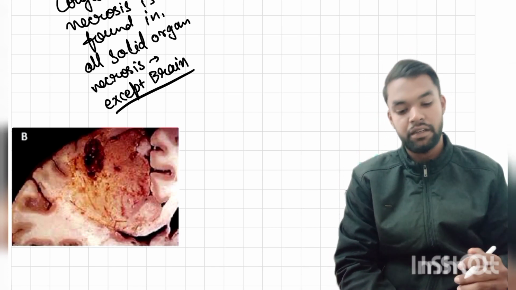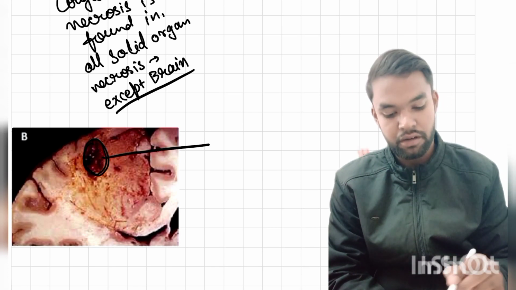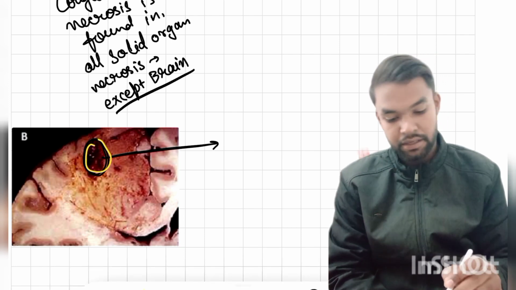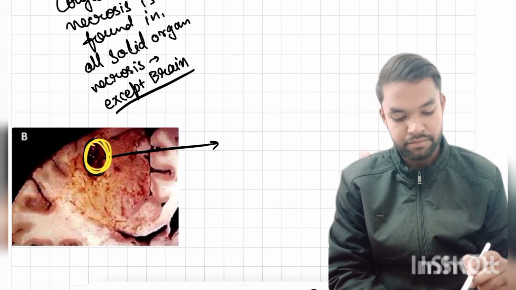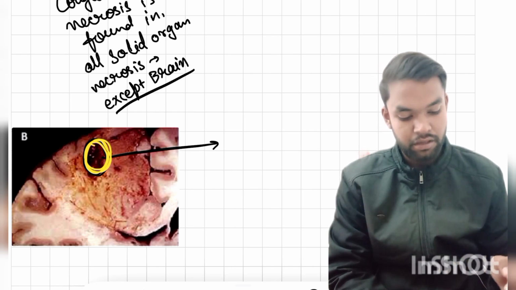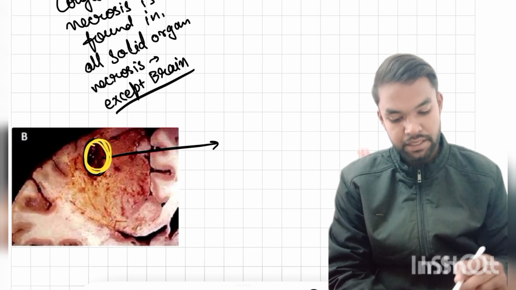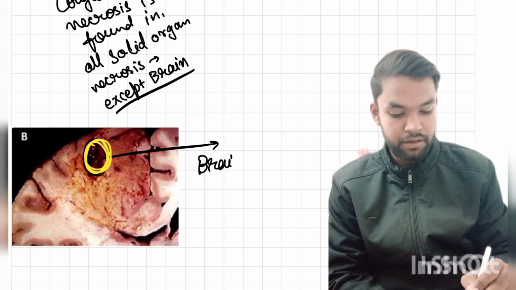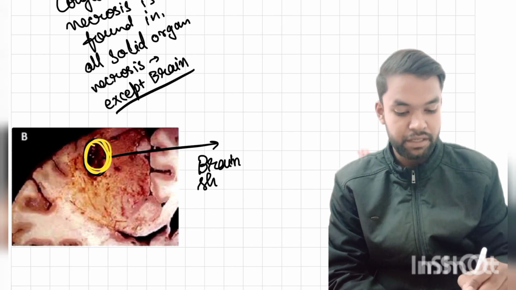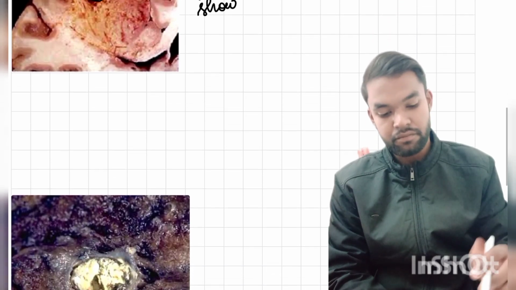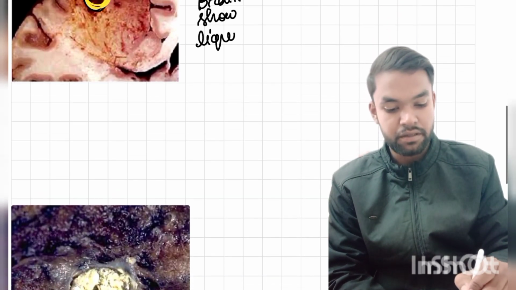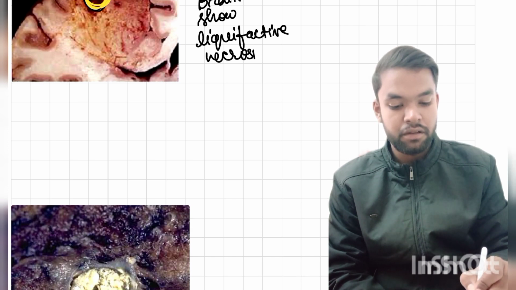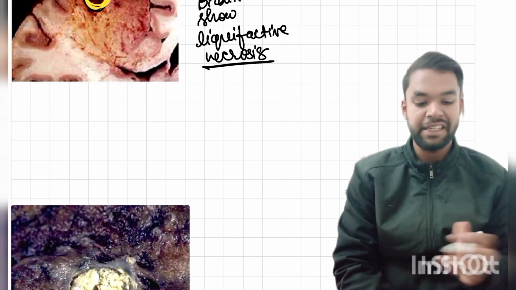Let's move further ahead. That is our diagram of liquefactive necrosis in our brain. What I have said about it, this is our liquefactive necrosis. Hope you got my point. So basically this is liquefactive necrosis in our brain. Our brain basically shows liquefactive necrosis.